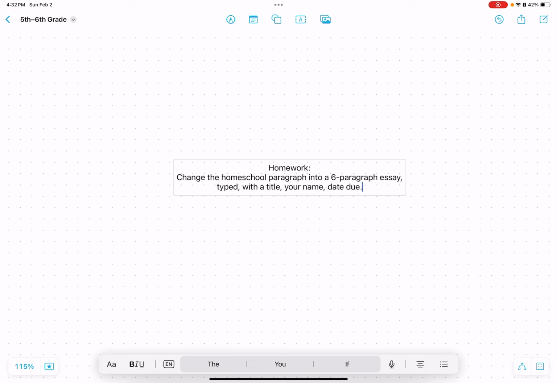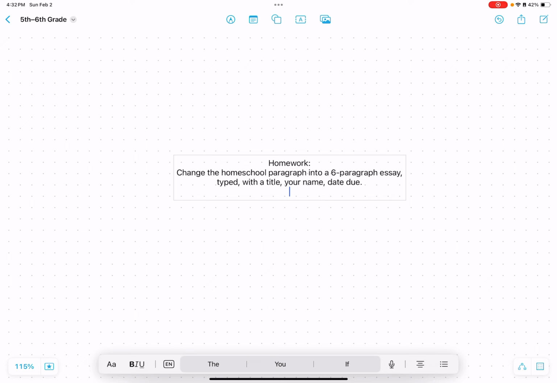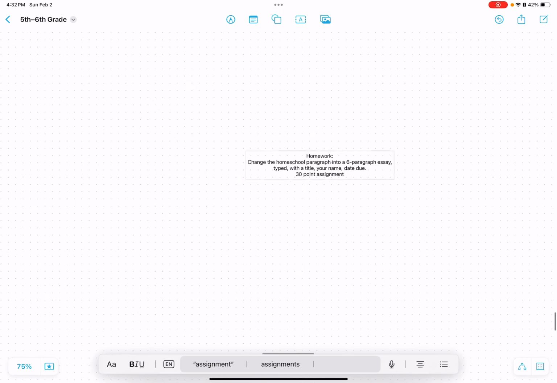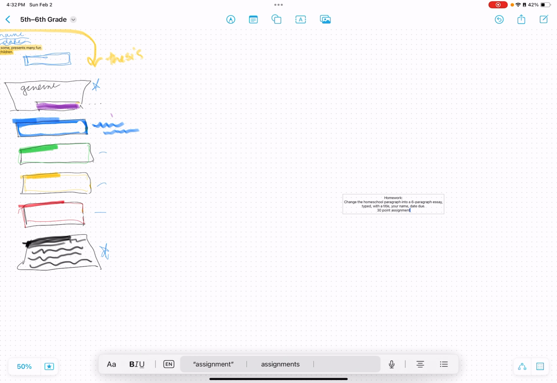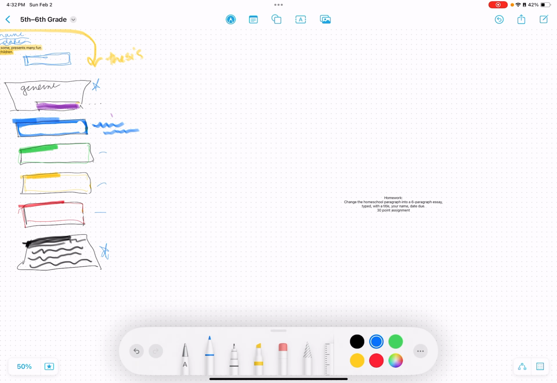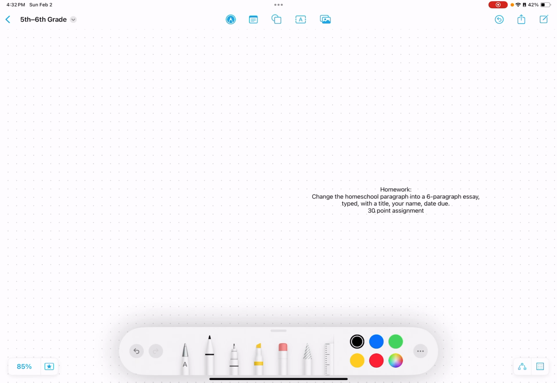So I'm going to make this a 30-point assignment. Here's why. For each of these assignments, you have 5 points per paragraph. So it would look like this. This is for the parents as well as the students. Actually, we're going to make it a 35-point assignment. Let's adjust this so we make sure we get it right.